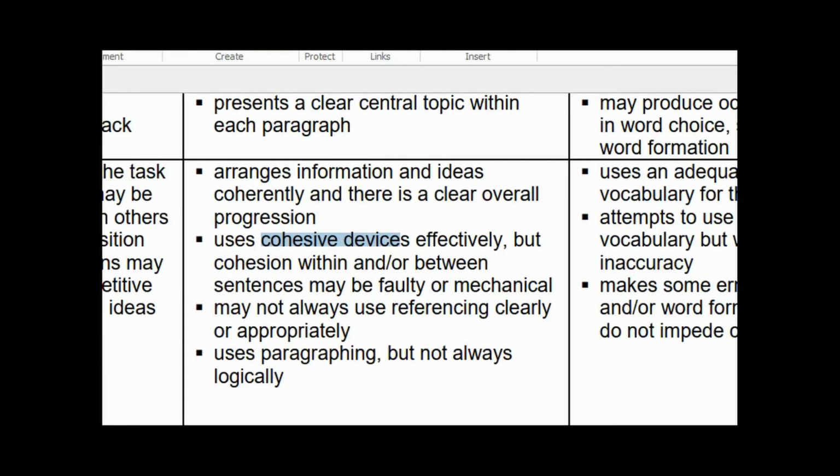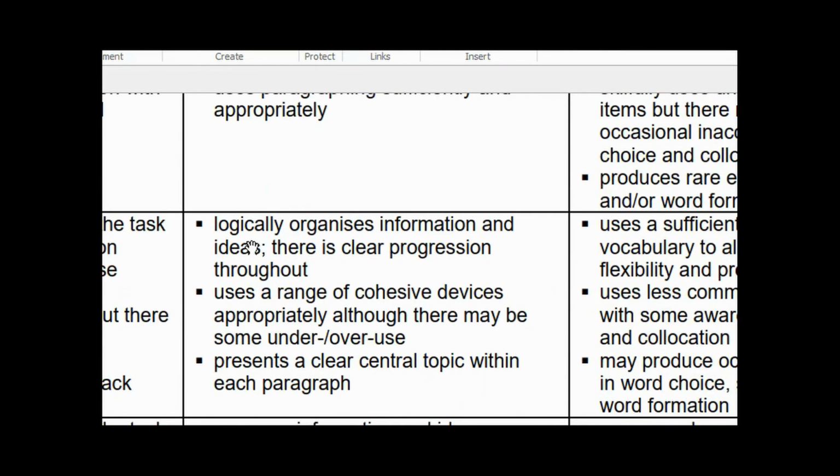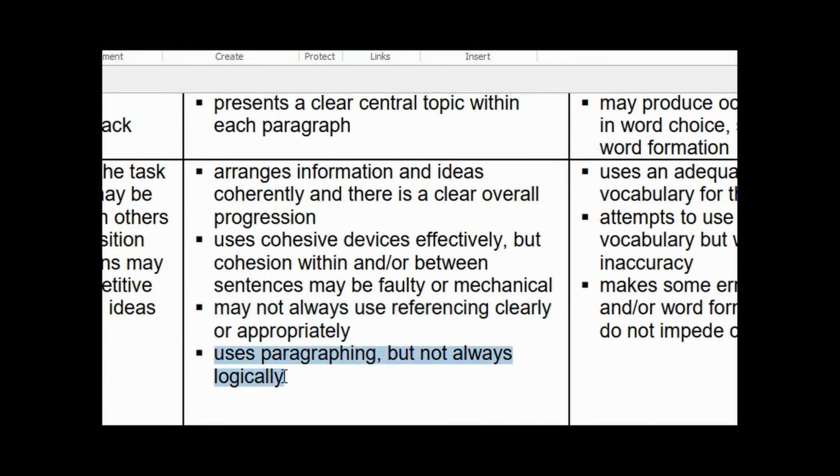Okay, so I wouldn't say that the referencing is not clear or not appropriate, but to get a 7, your paragraphing has to be logical, and I don't see that here.